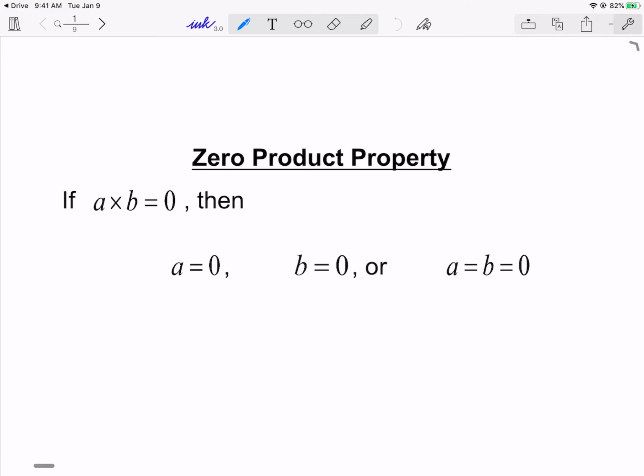Hello everyone, it is Mr. Spinelli here to talk about solving equations by factoring. And what I'm going to focus on is exploiting the property known as the zero product property.